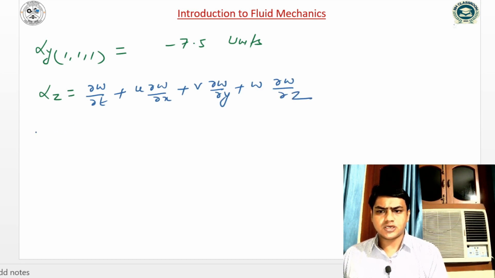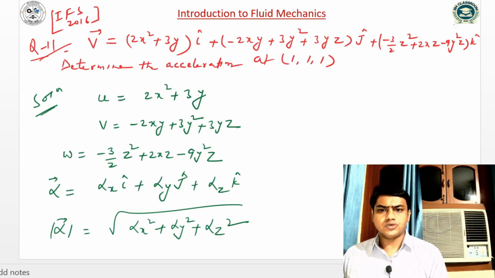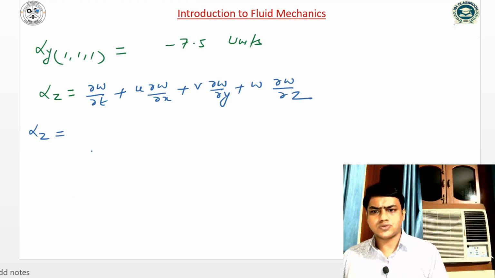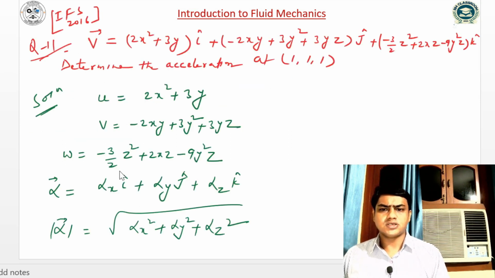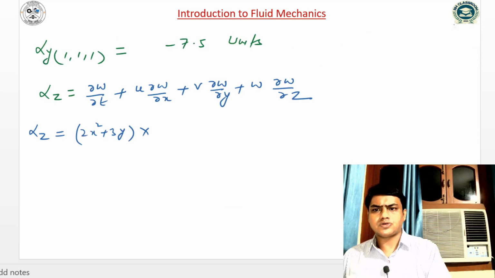So this term once again is cancelled, so it will be w. What is u? u is 2x square plus 3y. So u is 2x square plus 3y into del w by del x. What is del w by del x? This term is cancelled, this term is cancelled, so it will be twice z.